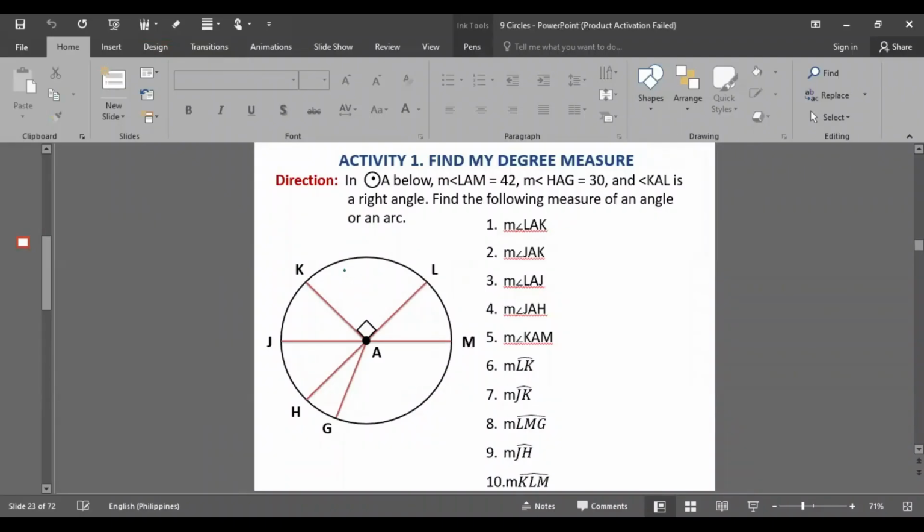Okay, before we move forward to our next topic, let's try to answer some activities first. I have here two activities. So activity 1, find my degree measure.